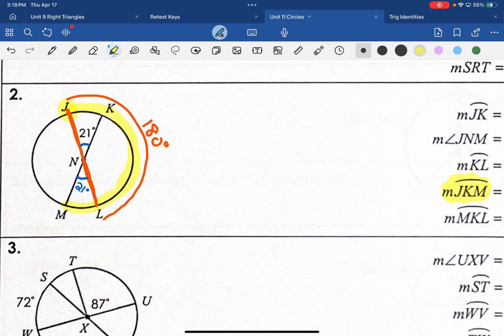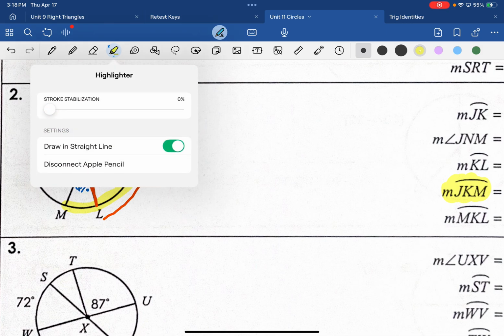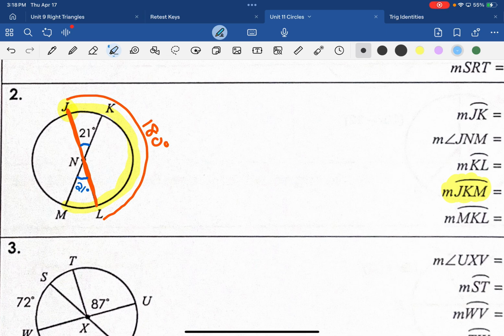So for example, right here where I have JNM, I'm going to start with J, go to N, and then go to M. That is an angle right there. So angles go through and use your lines. Arcs go around your circle. Okay? Does that make sense? Okay, so those are the last two things.